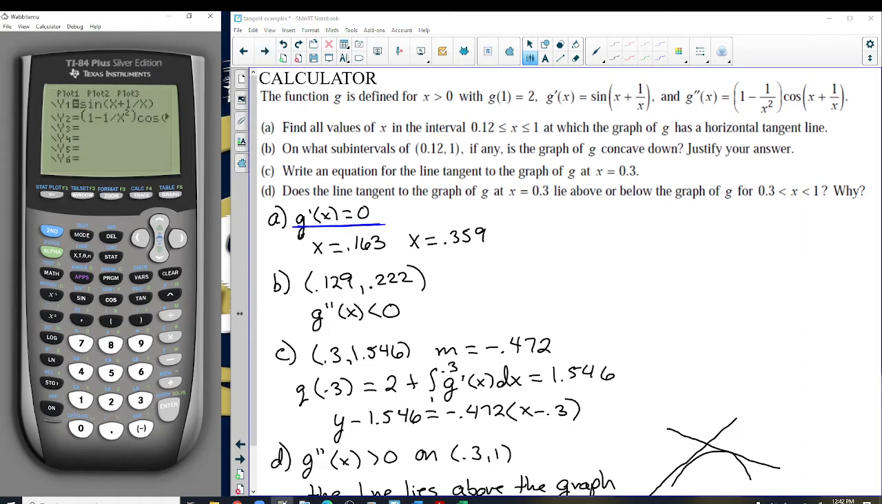I have the equations in y1 and y2. In the window, I went from 0.1 to 1, and then -3 to 10, mainly for the second graph, the g double prime. Let's graph the first derivative, and there it is. We see 2 zeros. Actually, we should probably go for this window, from 0.12. There, now we have 2 zeros. I knew there wasn't 3.